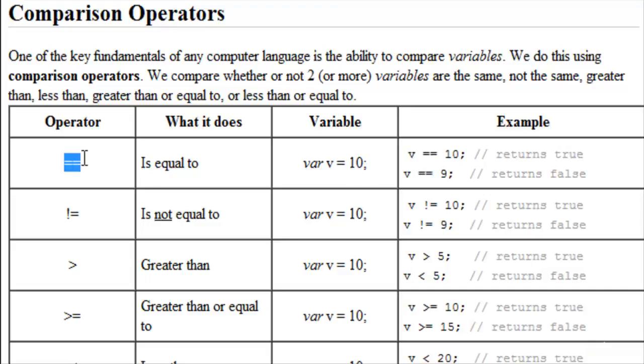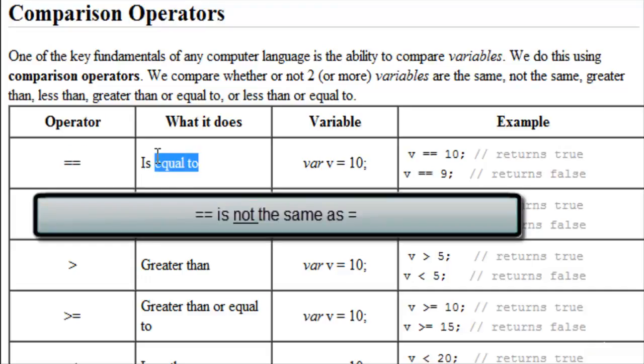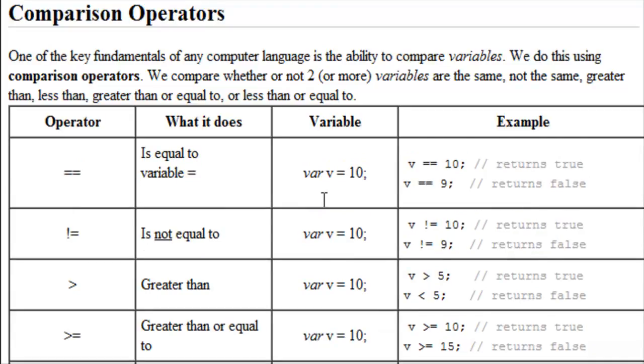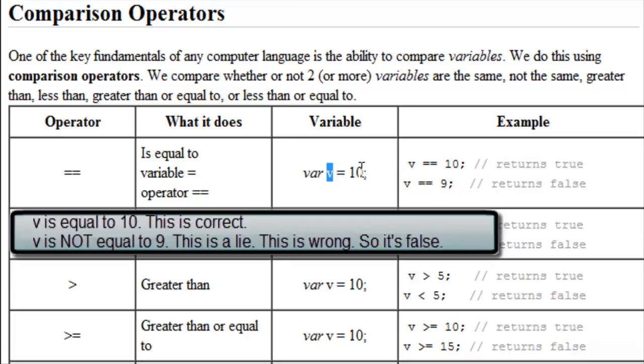So we have our first operator, the equal sign, and that means is equal to. Remember, a variable uses one equal sign. An operator uses two equal signs. So if we had variable v, which is equal to 10, it would look like this. If we compared v equals 10, it would return true because v is in fact 10. If we went v equals 9, then it would return false, because v is equal to 10, not 9.